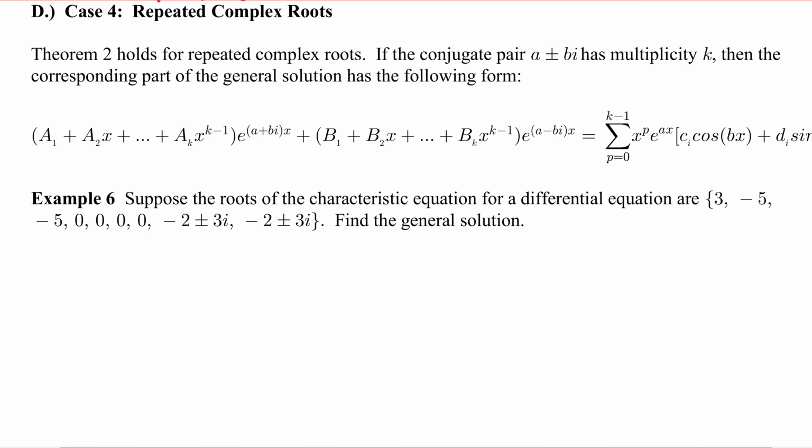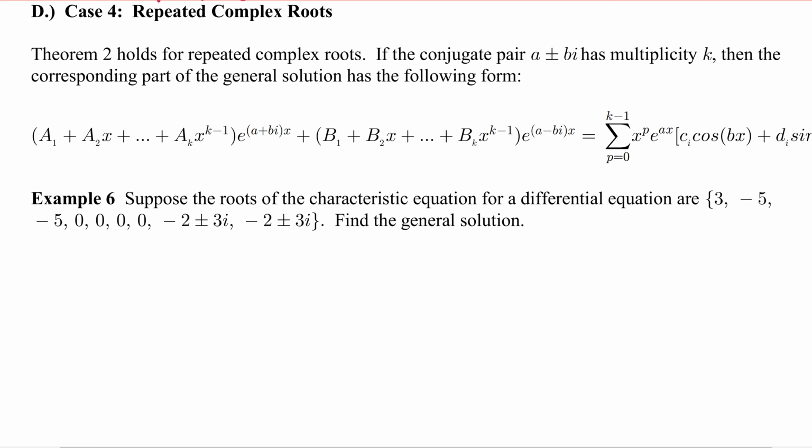So we have one more case for the roots of the characteristic equation. This is the worst case scenario, repeated complex roots. Now, theorem 2 holds for repeated complex roots. If you'll remember, when we had repeated real roots, we stamped out linear dependence by multiplying by powers of x, ascending up to the multiplicity. Whatever the multiplicity of that root was, that's how many terms we need. And we would introduce a power of x with each new term.